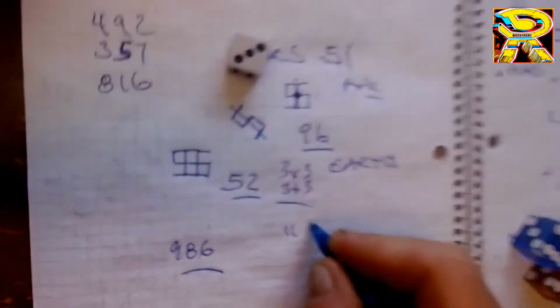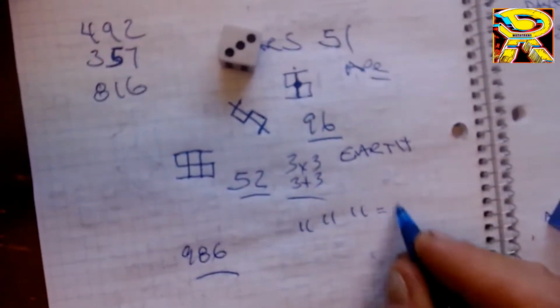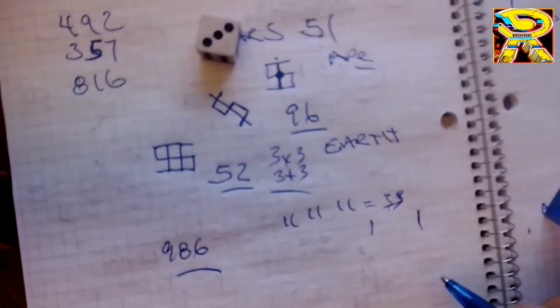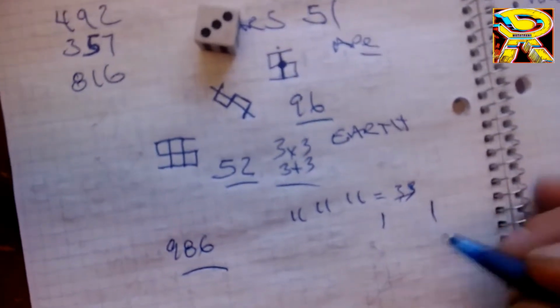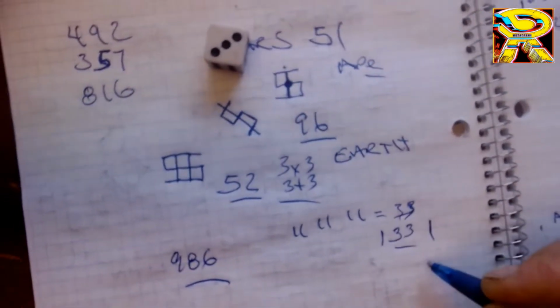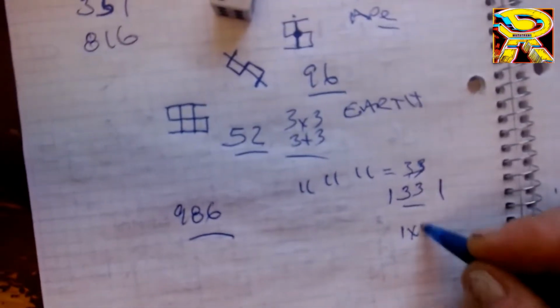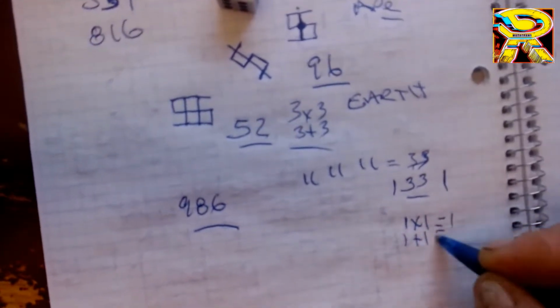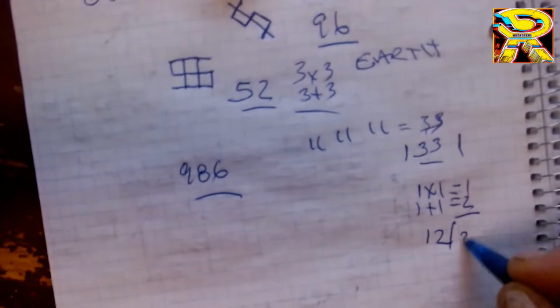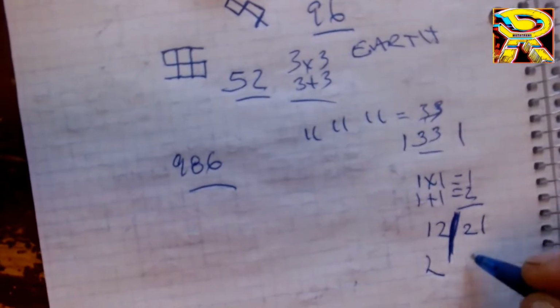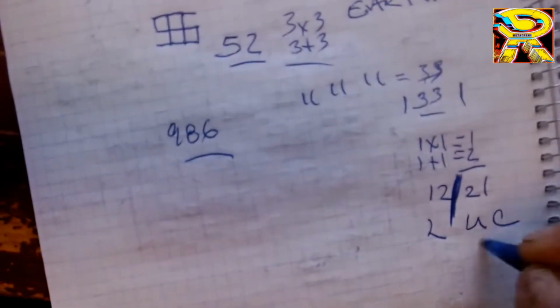Now, what is 33? It's 11, 11, 11. If you add it, it's 33. If you multiply it, it's 11 times 11 times 11, which is 1331, created by 11. And it's 11 that will create 3. 1 times 1, 1 plus 1 equals 2. 1221. I don't know which order you want to use it in, but this is the L, this is the U, and it's in the house of C and E.